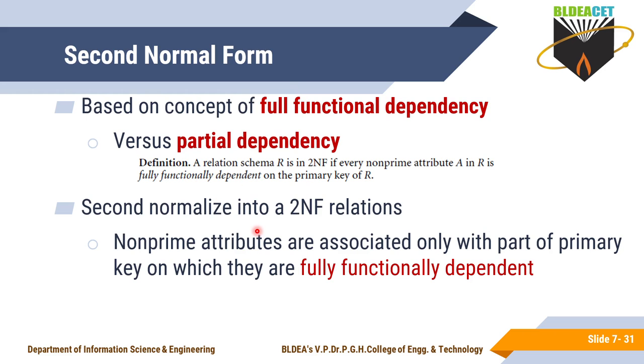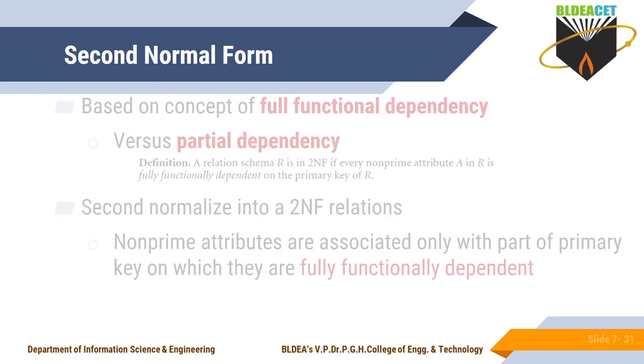Second normal form is required when all non-prime attributes are associated with the whole primary key, not only with part of a primary key. If all are associated with the primary key, then you call that fully functionally dependent, and then you call that relation second normal form here.